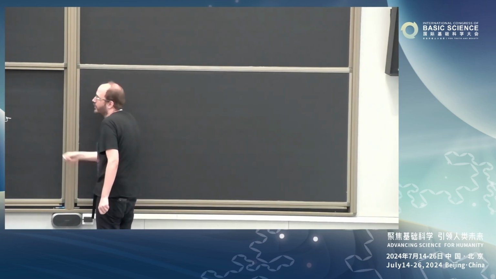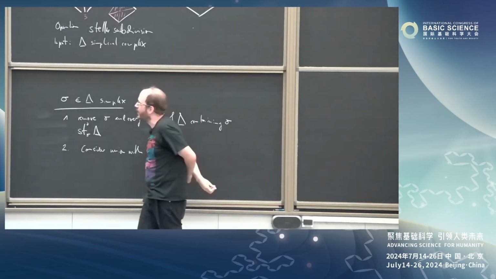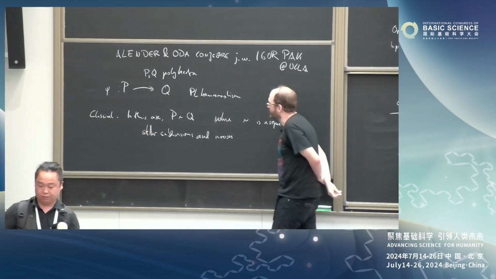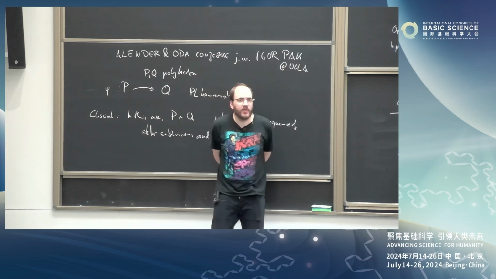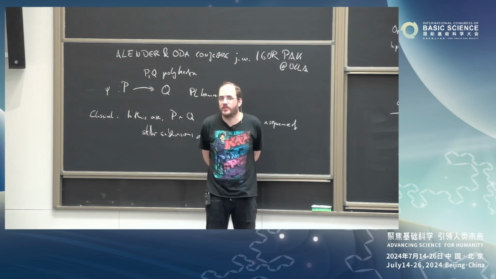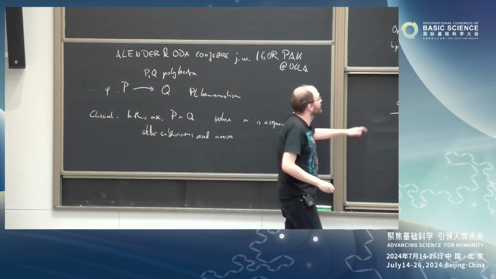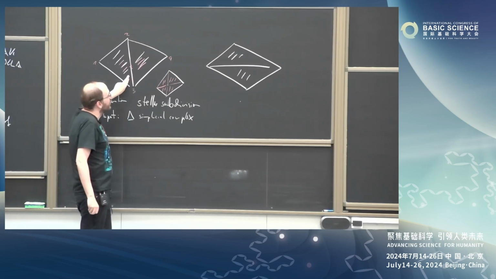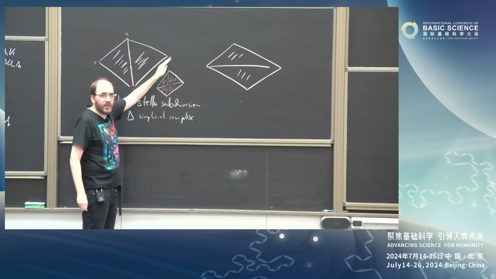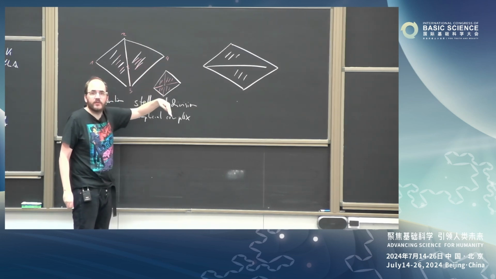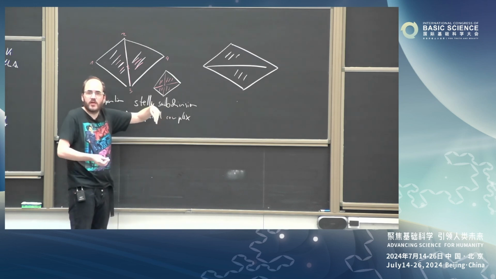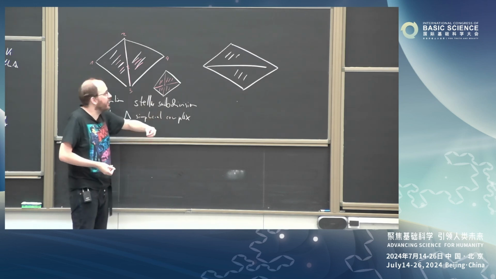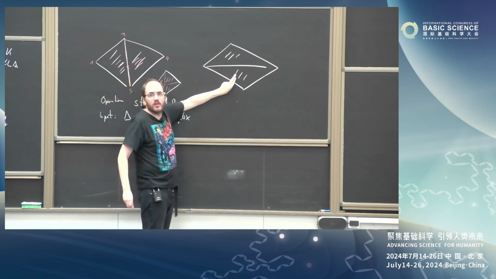And now we can understand the statement, right? So if P and Q are related by this pair of homomorphism, then they are related by stellar subdivisions and inverses. So I can take a stellar subdivision from here and go to some other object, and then I maybe have to take the inverse of a stellar subdivision, right? So I apply not the stellar subdivision, but the inverse operation, and at some point I will get to this object.